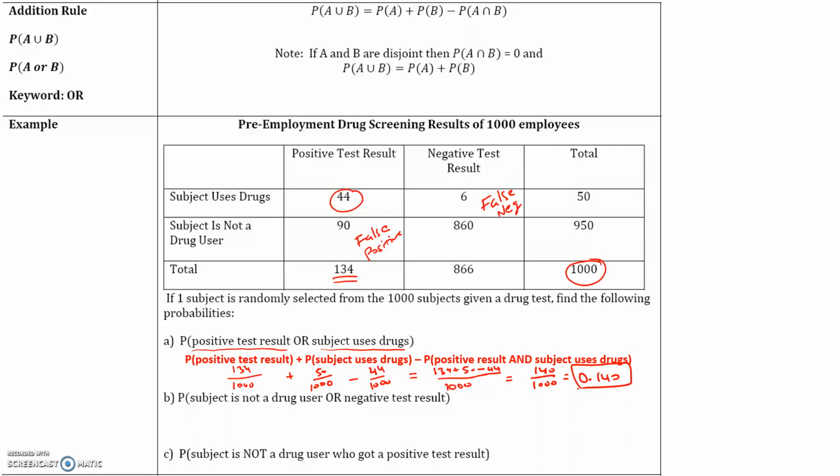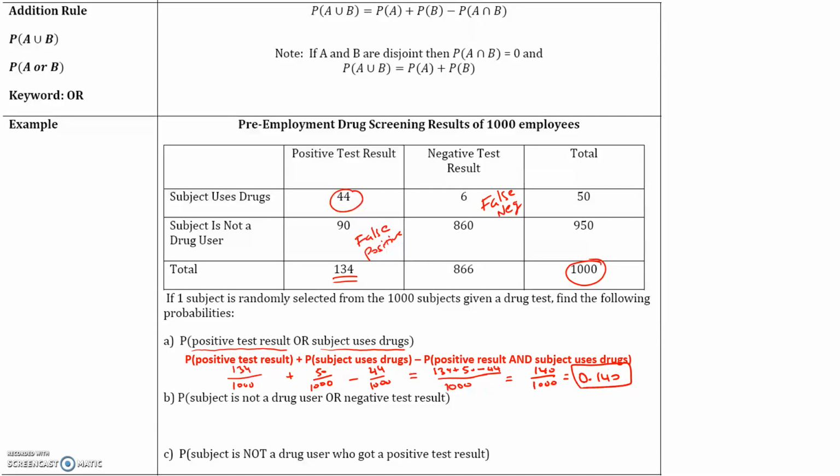So the probability that we select one random subject and they either got a positive test result or they use drugs is 0.140. Now the reason we subtracted this 44 out of 1,000, because let's see what's happening. The subject who got a positive test result, that's 40 plus 90, that's how we get the 134. The subjects who use drugs, 44 plus 6, we got 50. But we counted 44 in the column and the row, so we have to subtract off one of them, which is why we have a minus 44 out of 1,000, since we counted those twice.